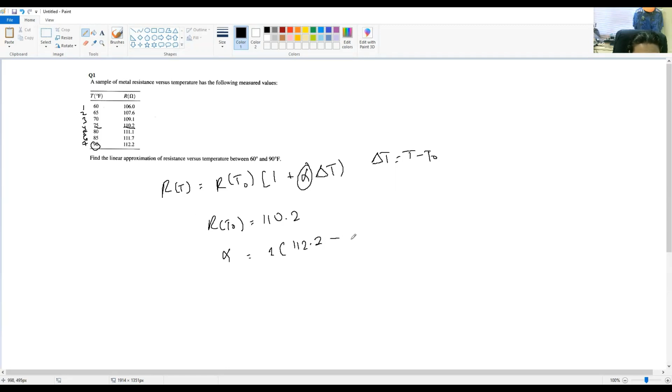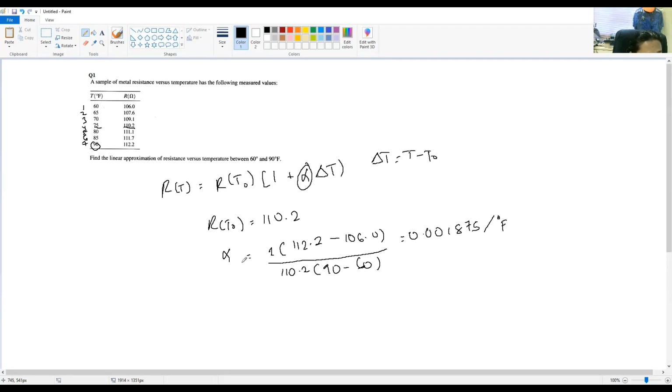which is 90 minus 60, divided by 110.2 times 90 minus 75. So alpha is equal to 0. You can use your calculator to get this value: 0.001875 per degree. So this is the alpha.